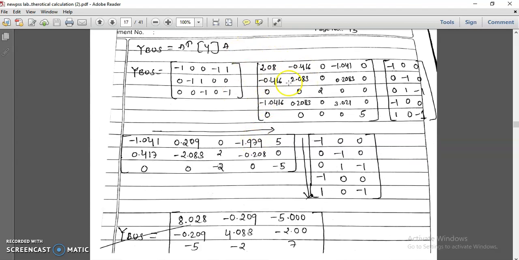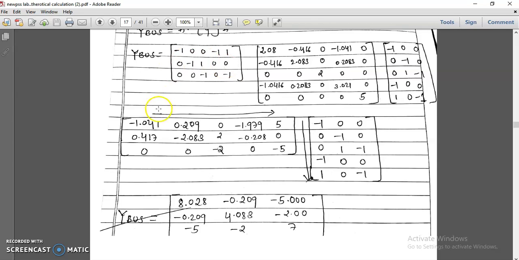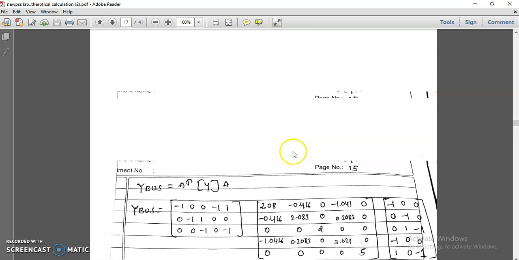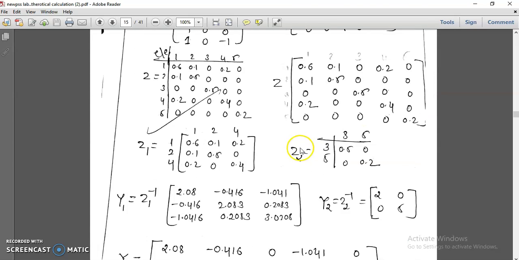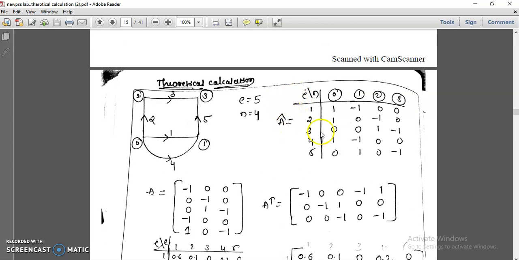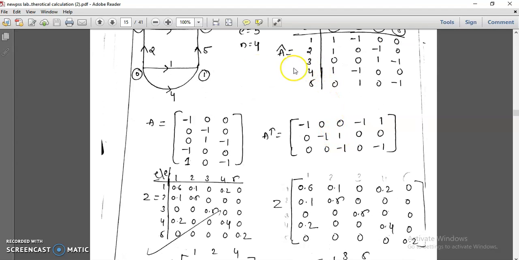Whatever Y bus we found, just multiply A transpose of Y into A. As per the problem you have to see. This is A transpose Y into A. For A transpose, row and column interchange has to be done. This is A. As the first element is in between 0 to 1, as per what you provide, and the reference you have to remove, then row and column interchange.